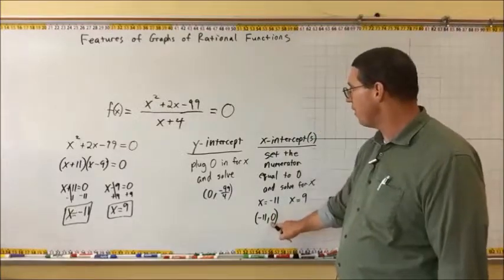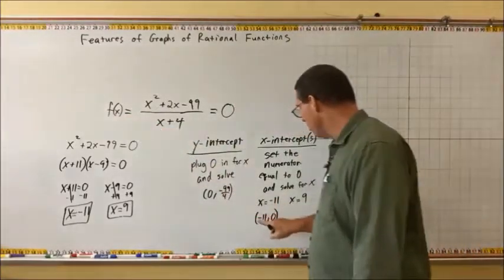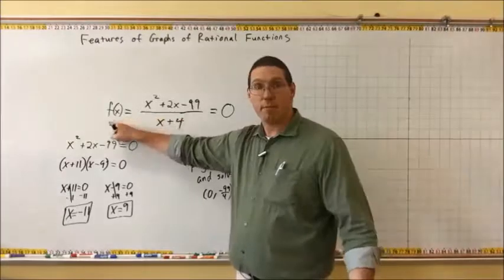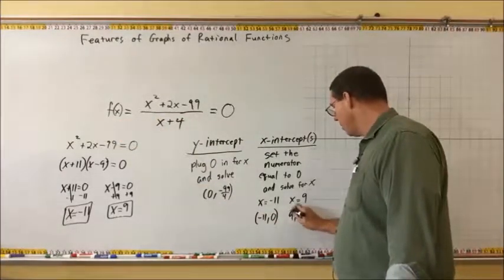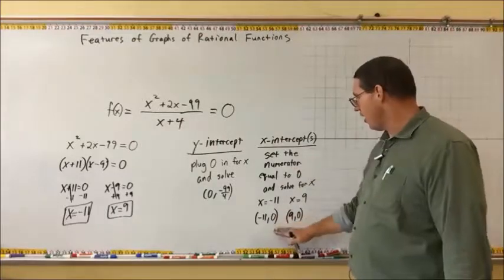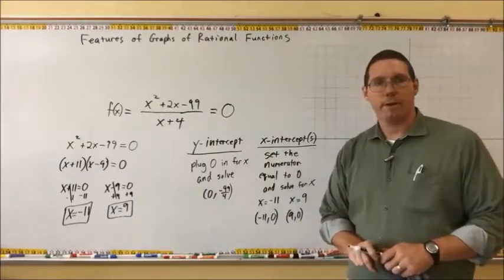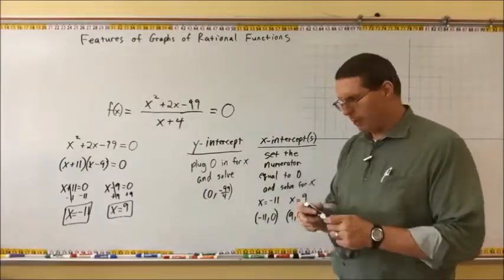Because remember, we're trying to find where the function is equal to 0, and the function is the same thing as the y value. Here, this one would be 9, comma, 0. And we have our x-intercepts and our y-intercept. Okay? Why don't you try one now?